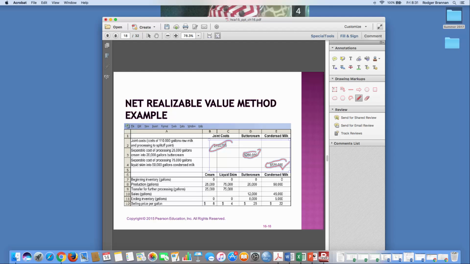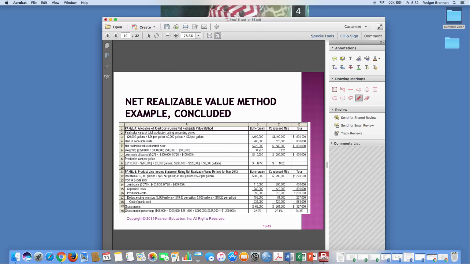Now, again, the same basic information, but here we have the buttercream production of 20,000, 50,000 here, at a sales price of 25 for the buttercream, 22 for the condensed milk, and you have not only the production, but the sales, 12 and 8 for buttercream, 45 and 5 for the condensed milk.